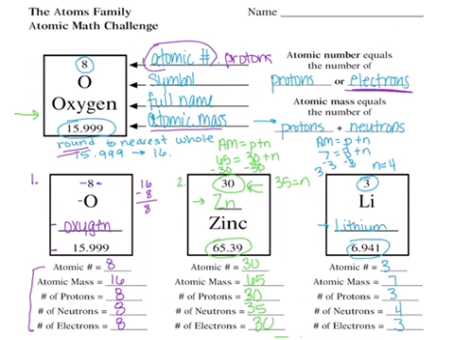So this is a brief introduction to atoms and protons, neutrons, and electrons, and how to find some information on the periodic table about each of these elements.